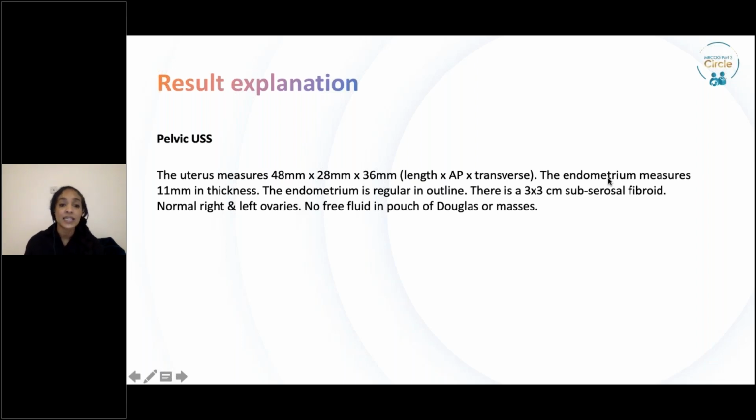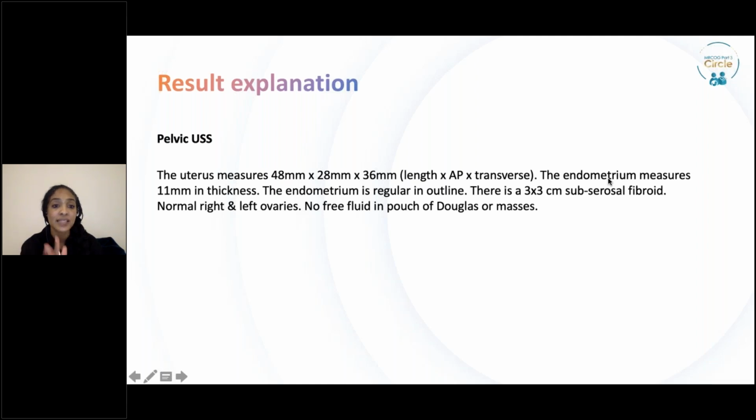So basically, let's take a look at your scan. And like you said, the scan was done to see the reason why you're having bleeding. It looked specifically at the lining of the womb and how thick it is. Usually we want it to be less than 4 millimeter. In your case, it's 11 millimeters, so it's thicker than we want it to be. That can explain why you're having the bleeding.